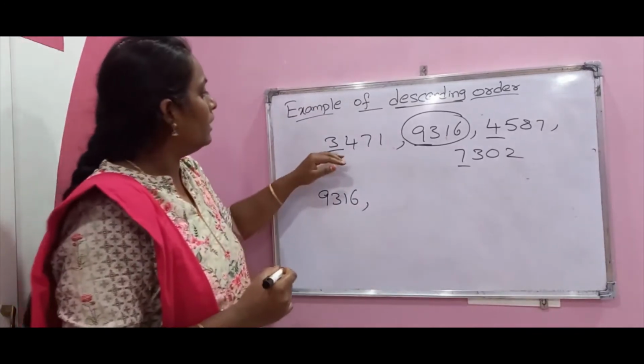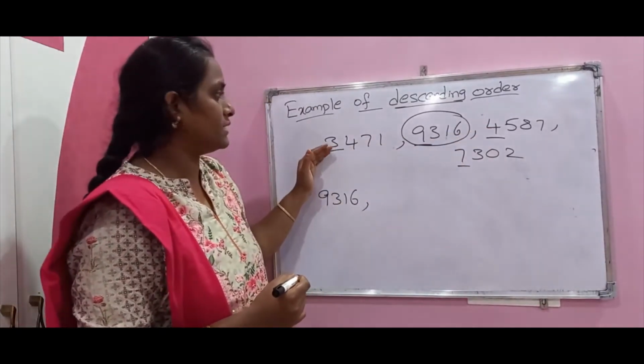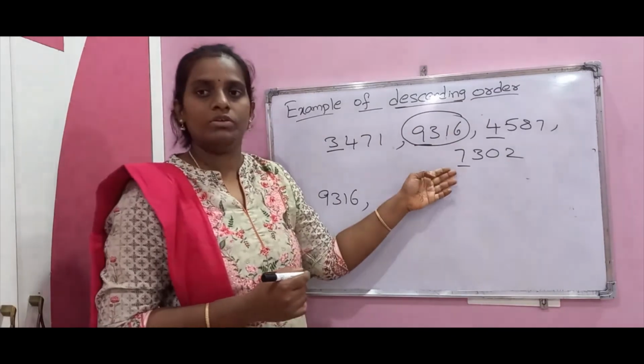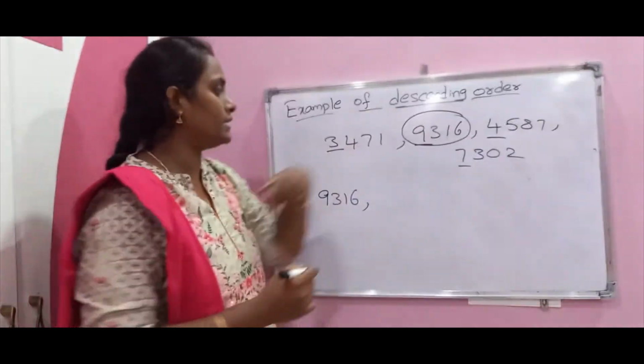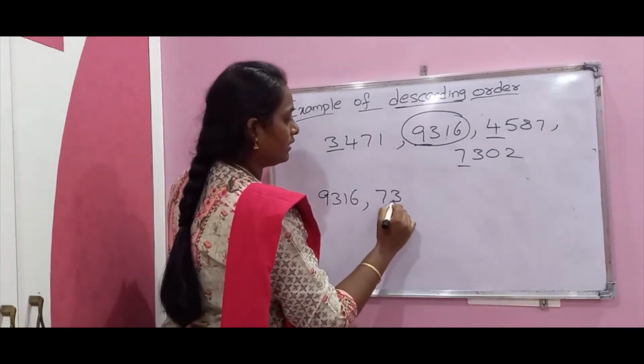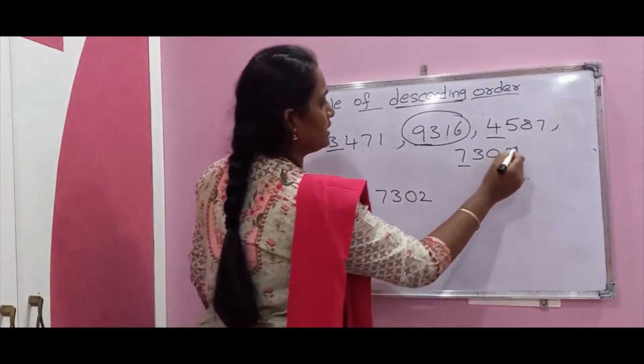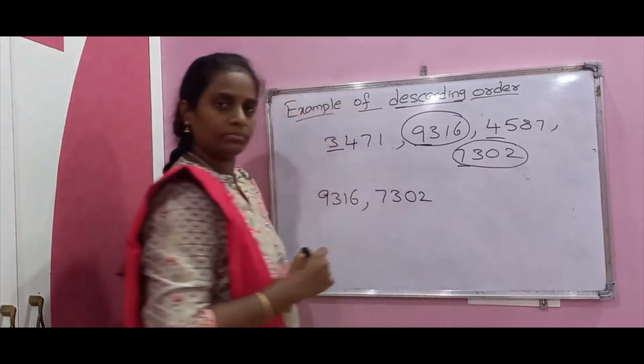Next, in these numbers, check the first digits. 3, 4, 7. Which is the largest number? 7 is the largest number. So, write this number. 7302. This one is also completed, circle it.